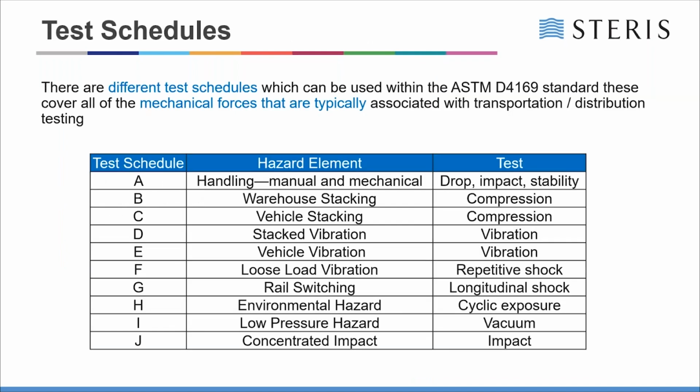Typically looking at the actual schedules themselves of the different tests, you have from test schedule A to J, which lists all the different types of tests. So you have your handling, which covers both manual and mechanical. You have stacking, vehicle stacking, stacked vibration, vehicle vibration, loose load, rail switching, environmental hazards. The list goes on. And the last two there, Schedule I and Schedule J, are still optional tests, and they depend on the packaging that you're actually using.